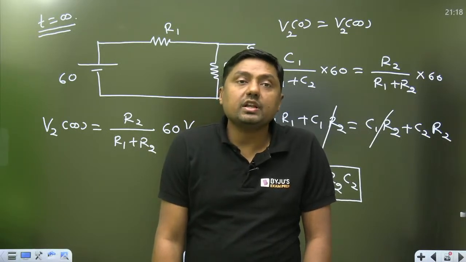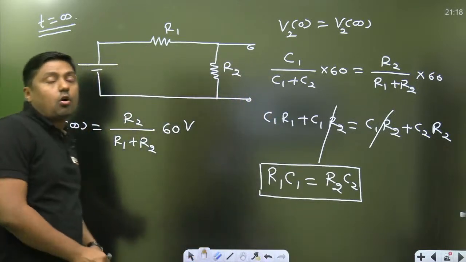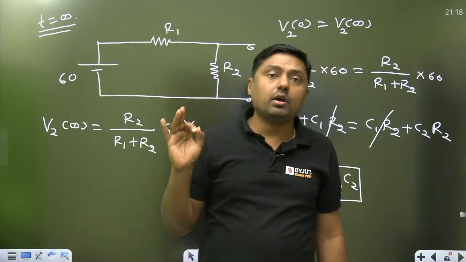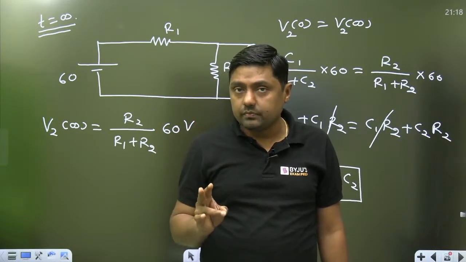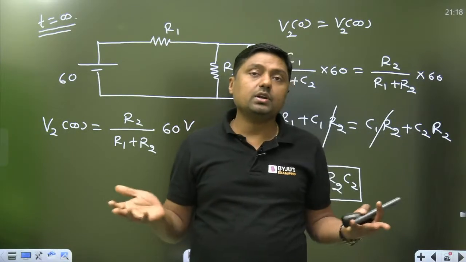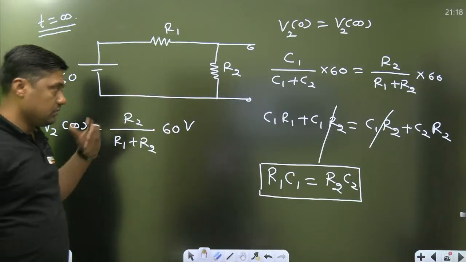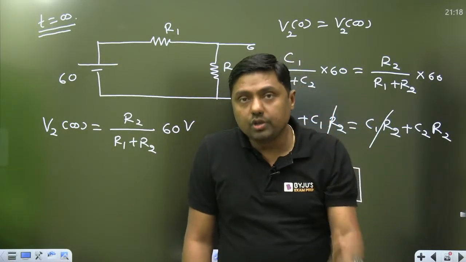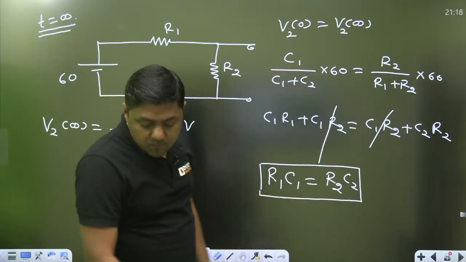Whenever KCL and KVL are violated, we have to go for this type of analysis. Otherwise, you will get the wrong answer. Always remember the basic laws: KCL, Kirchhoff's current law, and Kirchhoff's voltage law. Kirchhoff's current law is based on the law of conservation of charge. Kirchhoff's voltage law is based on the law of conservation of energy. Energy can neither be created nor destroyed. So that is the basic law. If it is violated, then the capacitor will allow the sudden change of voltage. The inductor will allow the sudden change of current. Okay, ready? This is clear.